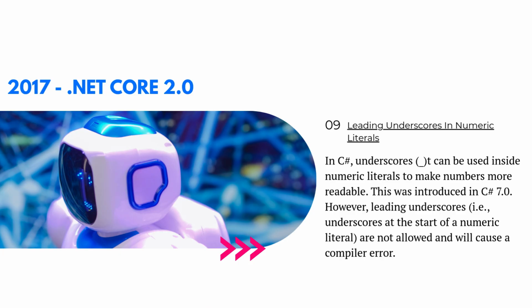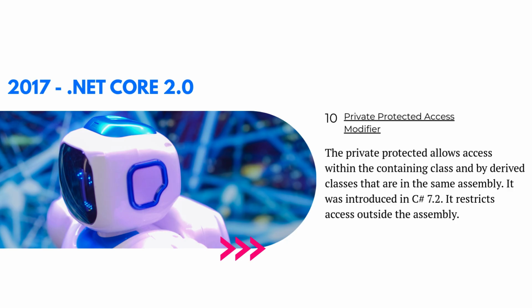The private protected modifier allows access within the containing class and by derived classes that are in the same assembly. It was introduced in C# 7.2. It restricts access outside the assembly.